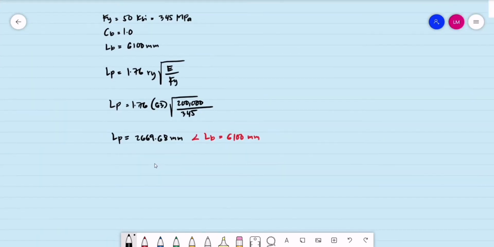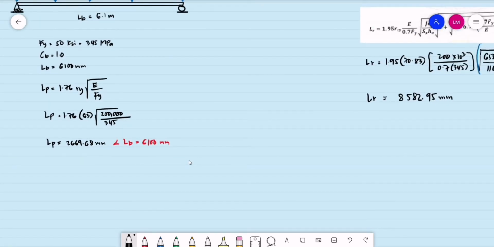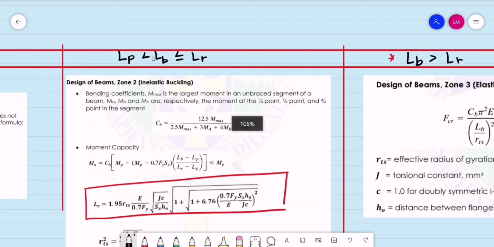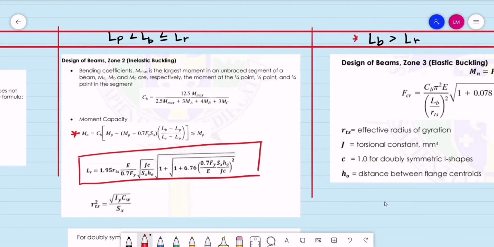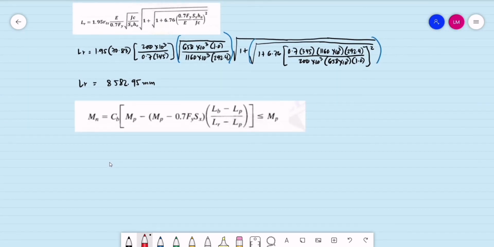So if you are now to conclude, the value of L sub p is 2,669.68, which is less than L sub b, 6,100. And also, this value is less than our L sub r, 8,582.95 mm. So therefore, this section will fall under zone 2. That will be under zone 2: L sub p is less than L sub b, less than or equal to L sub r. So therefore, we can compute the nominal moment using this equation.